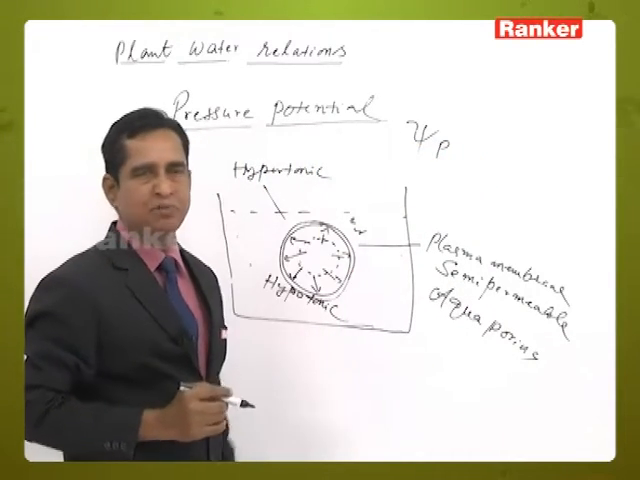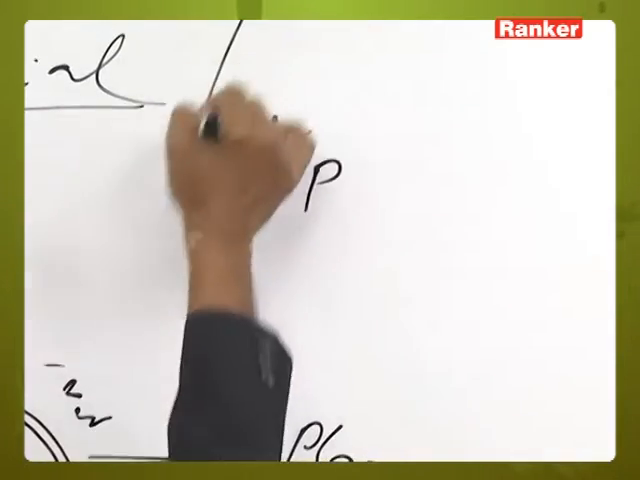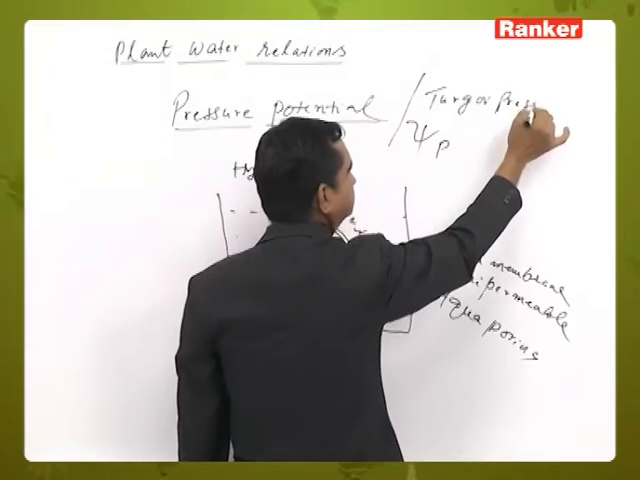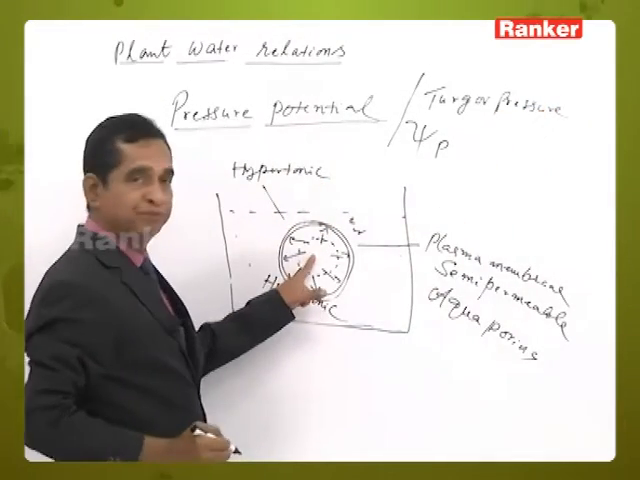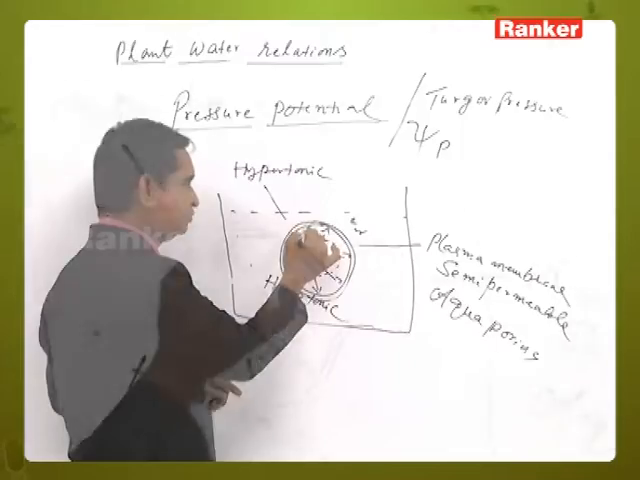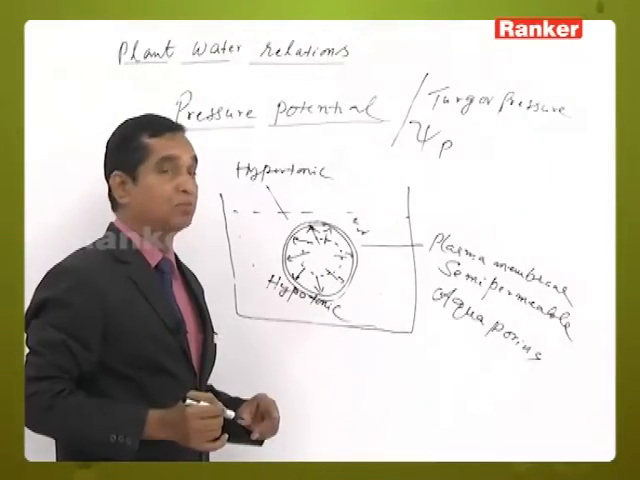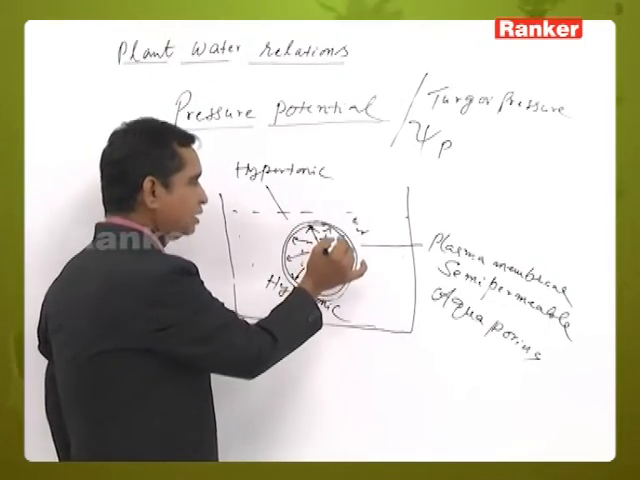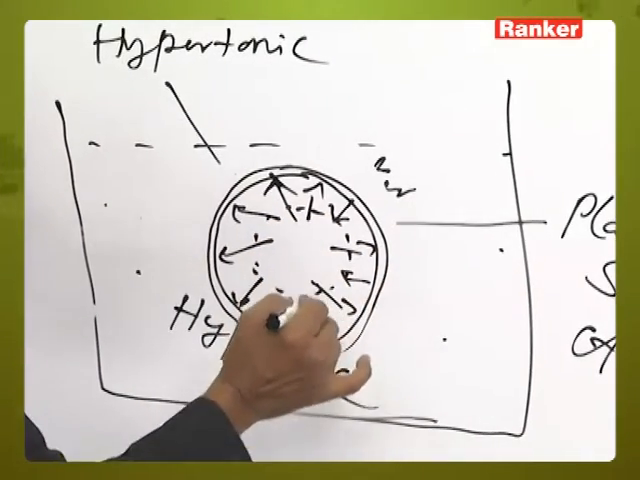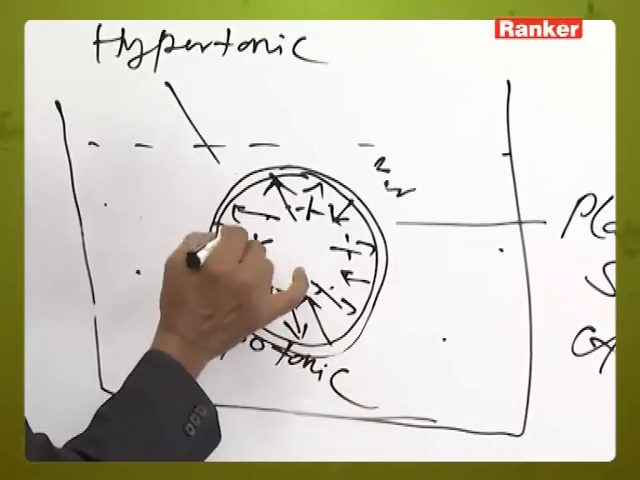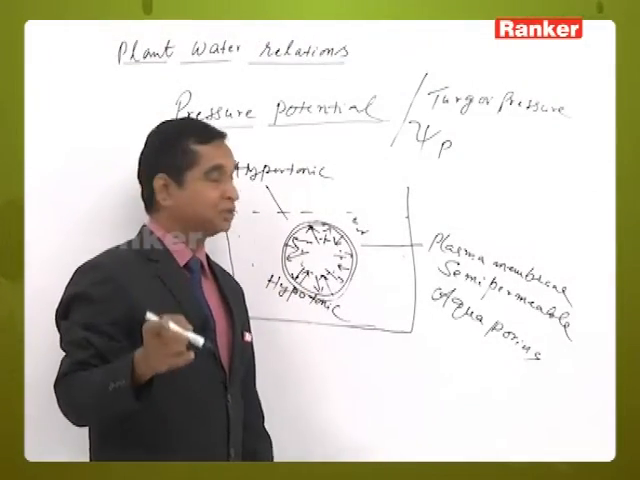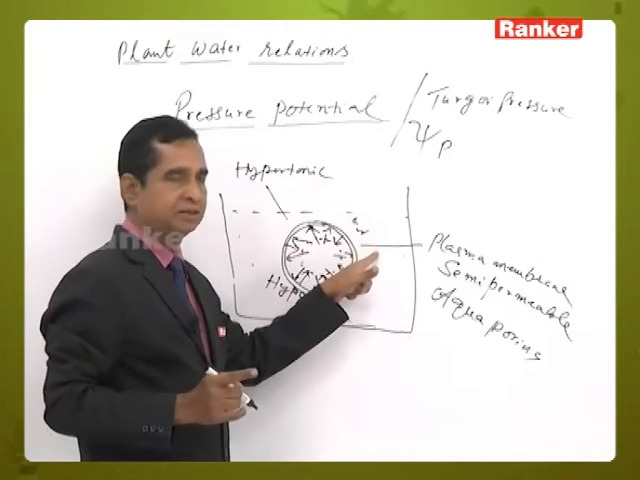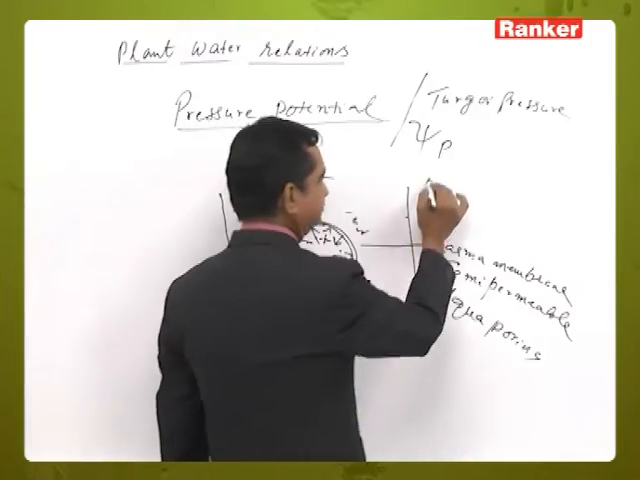The pressure potential can also be called turgor pressure. So, the turgor pressure or the pressure potential makes the cell bulge. Since the cell wall is elastic, the cell wall tries to come back to its original position. So, the cell wall also must be exerting some pressure opposite to the turgor pressure, which we call wall pressure.